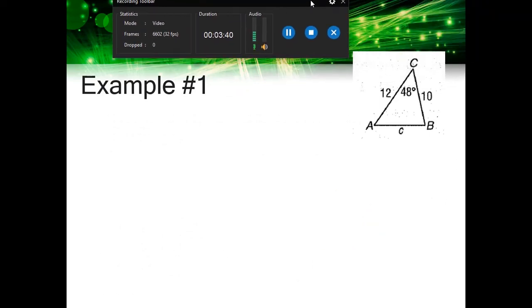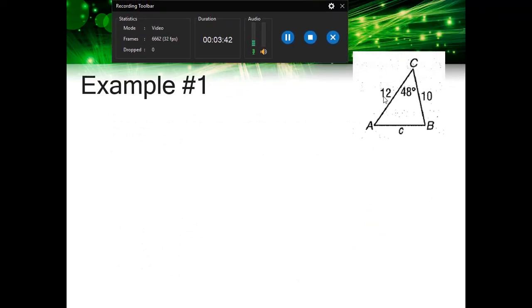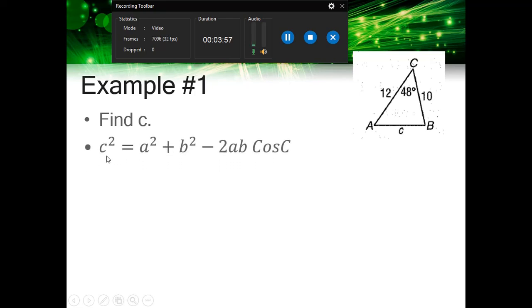So in example 1, they've provided us a triangle. We have 3 sides, even though one's missing, and 1 angle. So we're going to start the equation looking for side C. So we'll begin with C squared, and then it'll be equal to A squared plus B squared. Because the inner portion is the same, it's minus 2 times A times B, and then it ends with cosine of C.